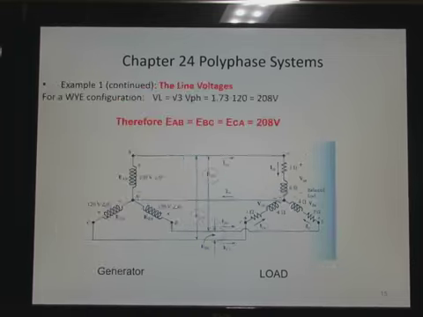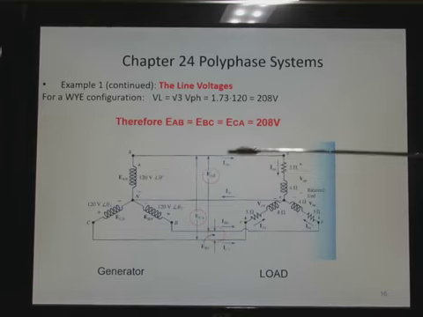Let's go to our next slide. So the line voltage equals square root of 3 times the 120 volts, which is the phase voltage. We get 208. All the line voltages have the same magnitude, 208, and I'm pointing them out with the red circles here.